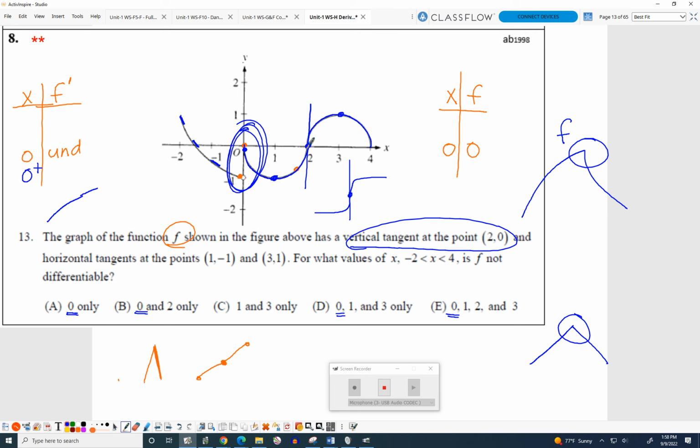Differentiable means I can find the slope. Sorry, I said it backwards. They said, where is it not differentiable? Where the slope cannot be found. Pretty good.